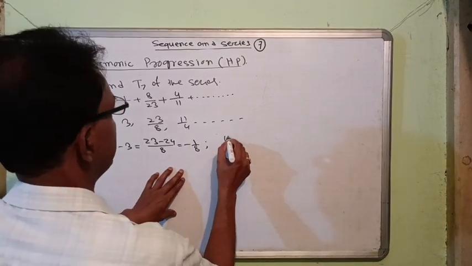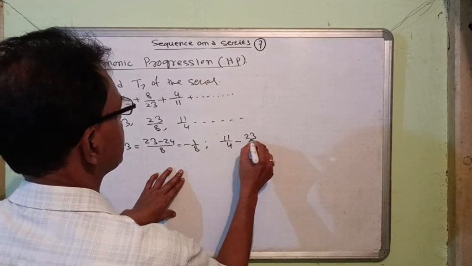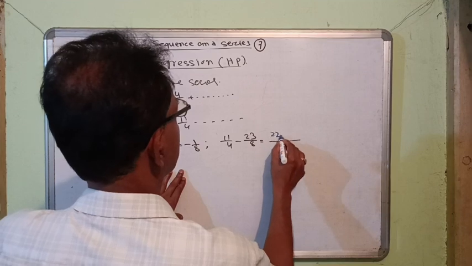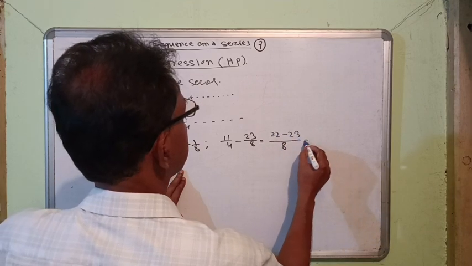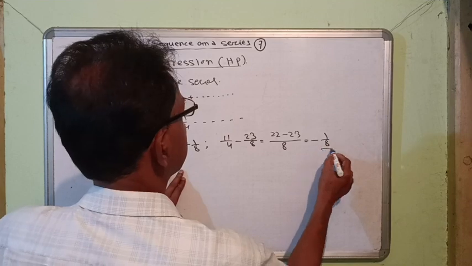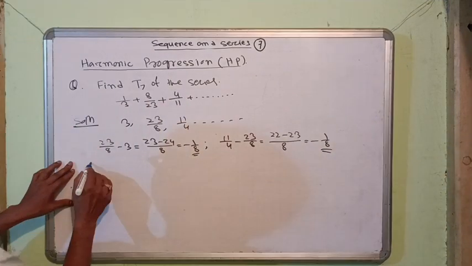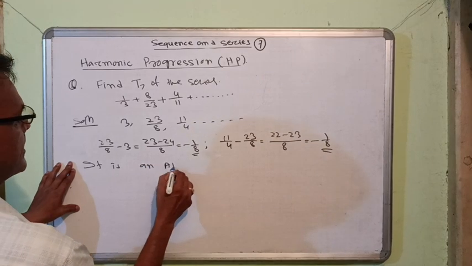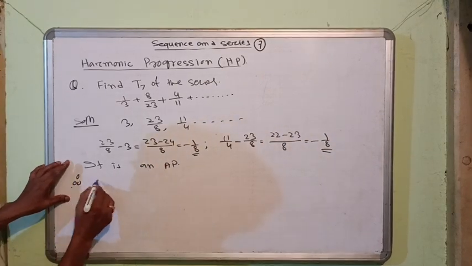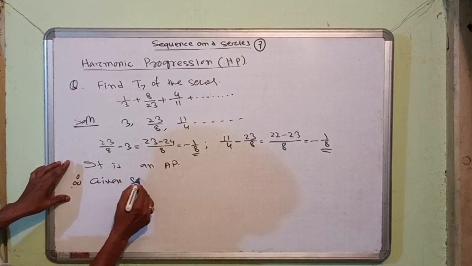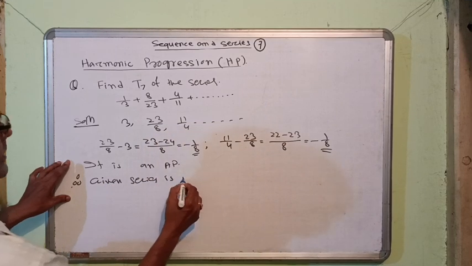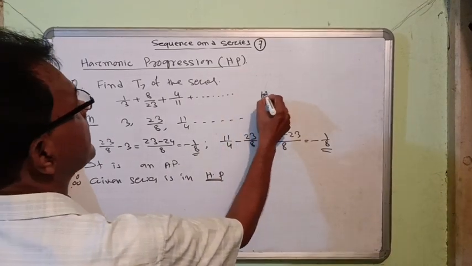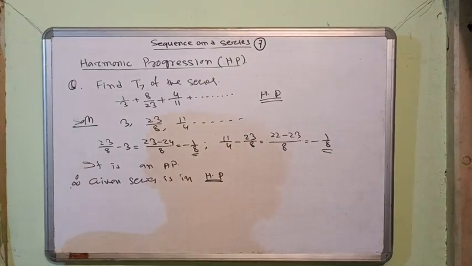And 11 by 4 minus 23 by 8 is equal to 22 minus 23 by 8, this is like minus 1 by 8. These are same. Therefore the given series is in HP. That's the HP. This thing is written nothing but HP.